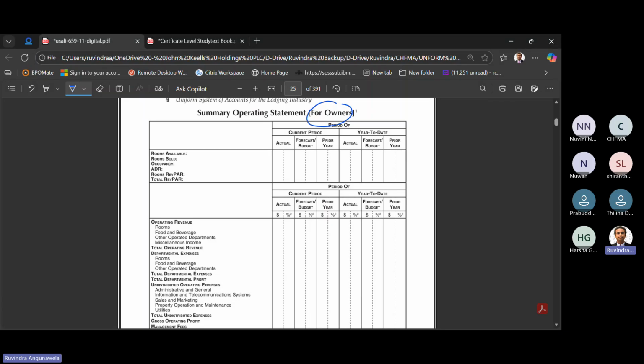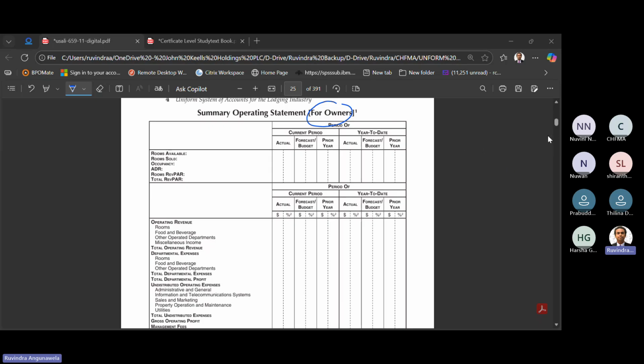So we will just refer to the owner statement, meaning that we are assuming that whatever the profit or loss statement that we are going to do is for a company which owns and runs the hotel by themselves. Okay. Right. And another thing is coming. What's wrong with this? Okay.